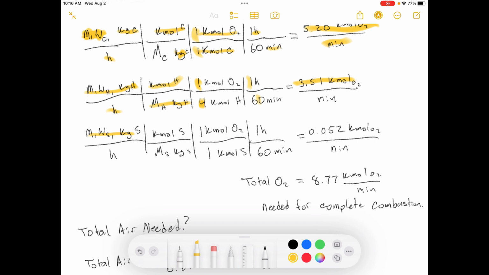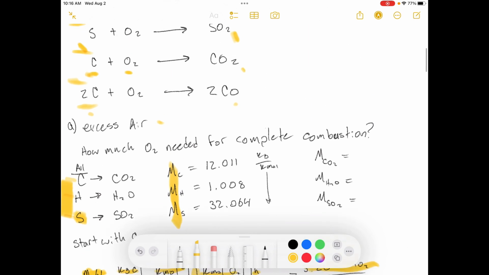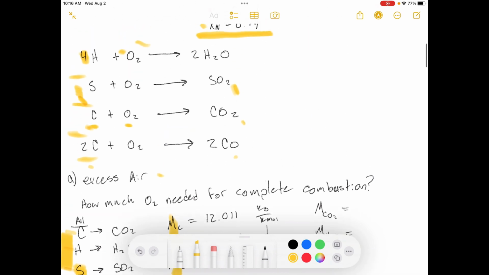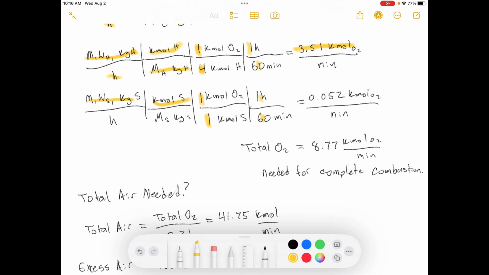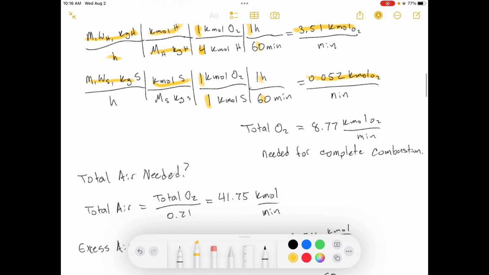Okay, then we do the same thing with the sulfur, mass of sulfur, turn that into moles. We have a 1-to-1 ratio, look back here, 1-to-1, okay? And then we turn that into 60 minutes, right? That's how much oxygen we need to fully burn the sulfur. So it's not a lot, like I said, but it may change your answer slightly.